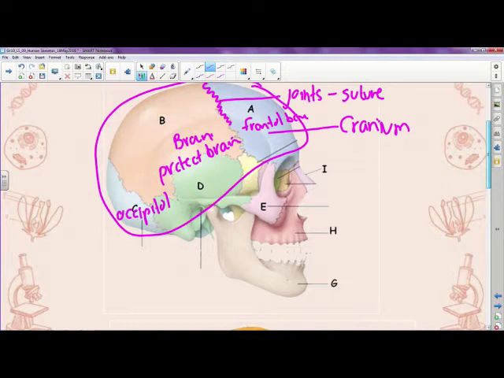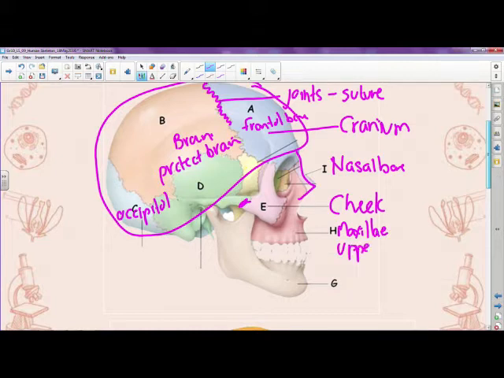Okay, so what else do I see when I'm looking at the skeleton from the side? This is going to be my nose, so this is going to be a nasal bone. And E over here is going to be my cheek. It's got a nice big long name called the zygomatic bone. The cheek is very, very thin here, and that's why it's sometimes quite easy for it to break. Then we have the maxilla, which is the upper jaw. And the only bone that can move on the skull is called your mandible, or your lower jaw.